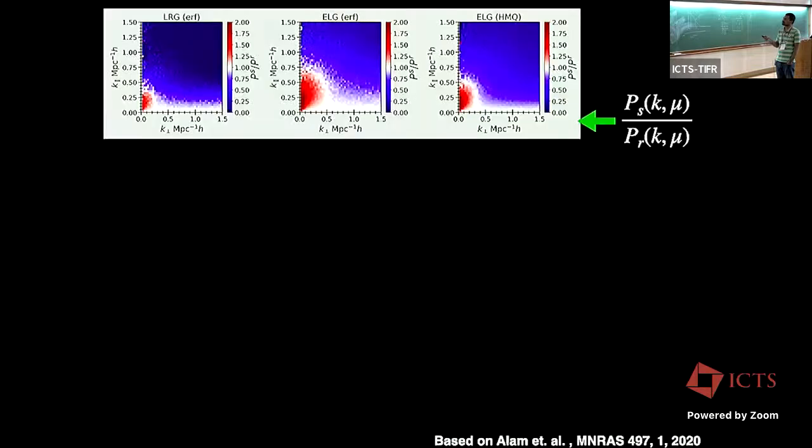It's labeled here also. This quantity as a function of k perpendicular and k parallel for red galaxies, for blue galaxies, and for a different blue galaxy. So what is the difference? This is how we are trying to probe a certain aspect of galaxy formation.